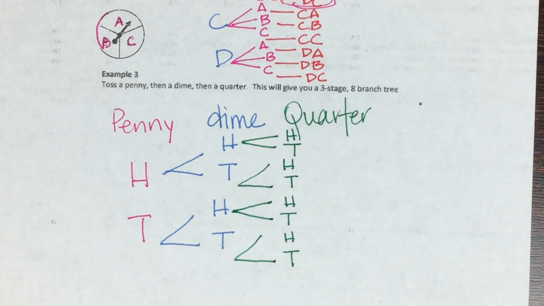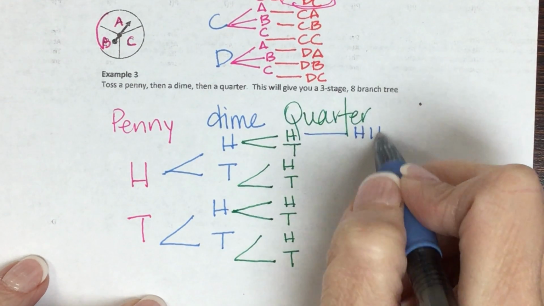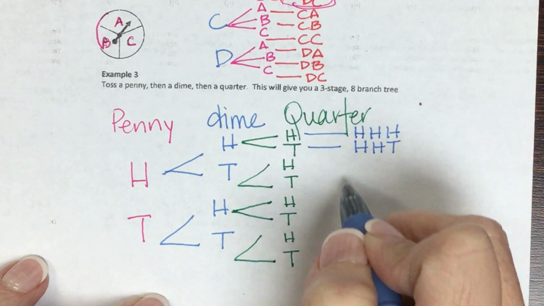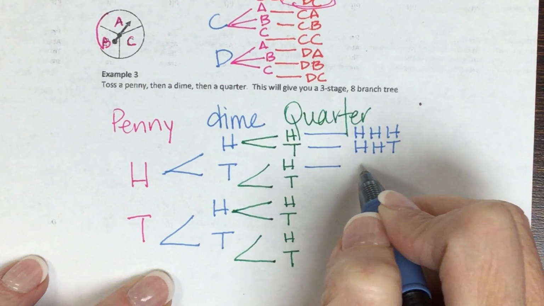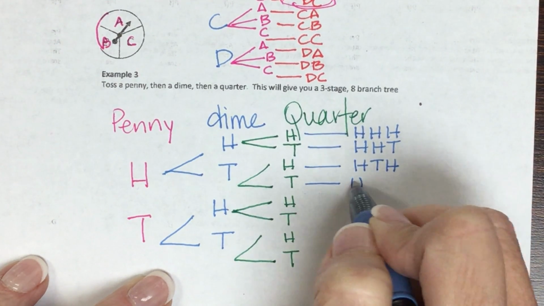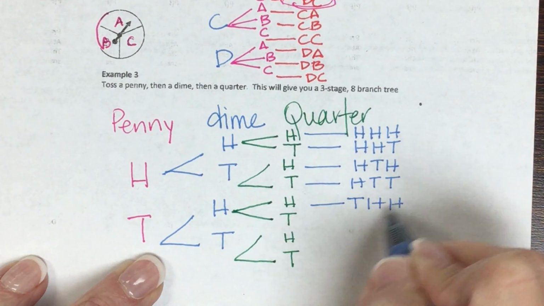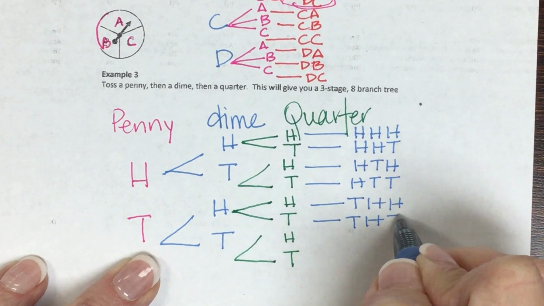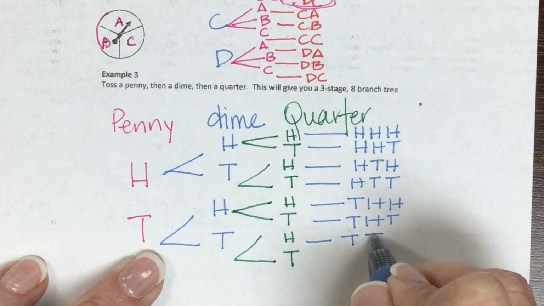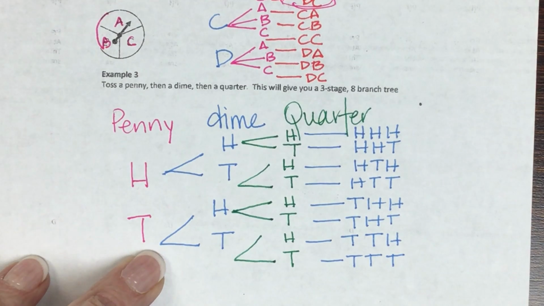All right, so let's list the outcomes. We can get heads, heads, heads; heads, heads, tails; heads, tails, heads; heads, tails, tails; tails, heads, heads; tails, heads, tails; tails, tails, heads; and tails, tails, tails.